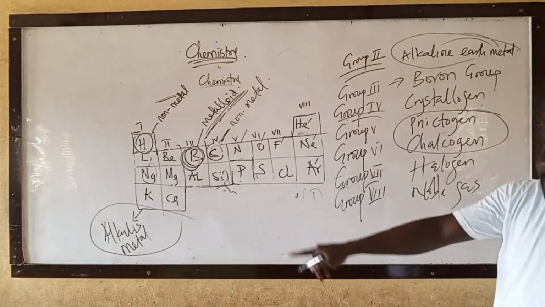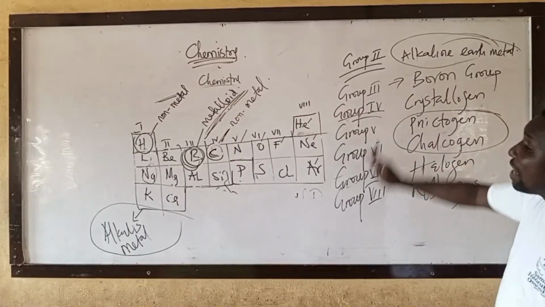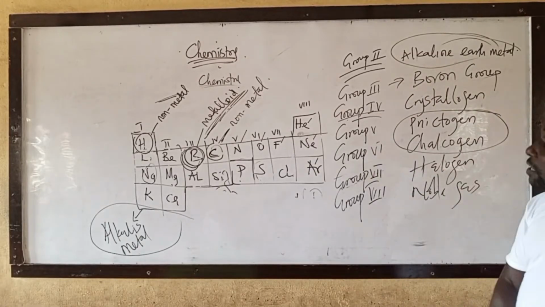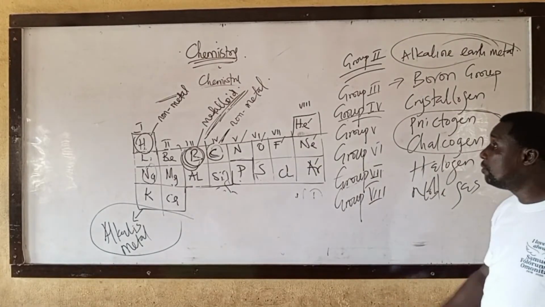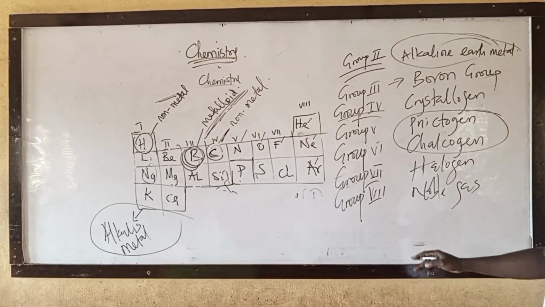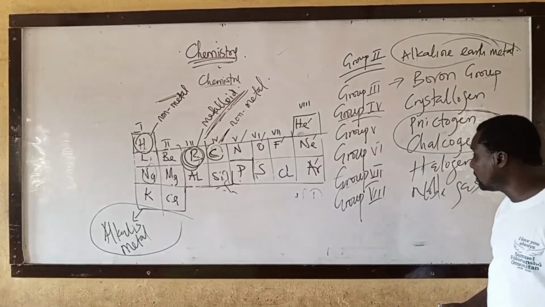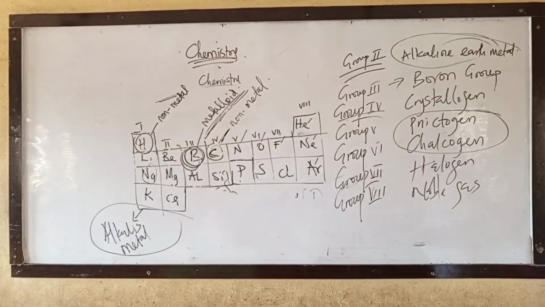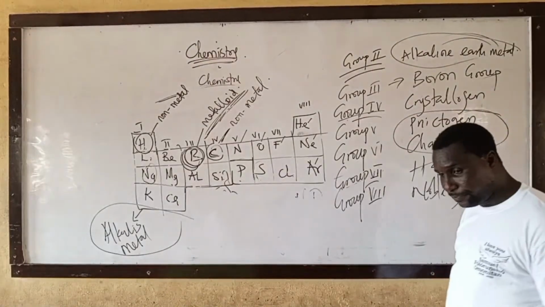Group 1 are known as alkali metals. Group 2, alkaline earth metals. Group 3, boron group, no common name. Group 4, crystallogen. Group 5, pnictogen. Group 6, chalcogen. Group 7, halogen. Group 8. Please take note.